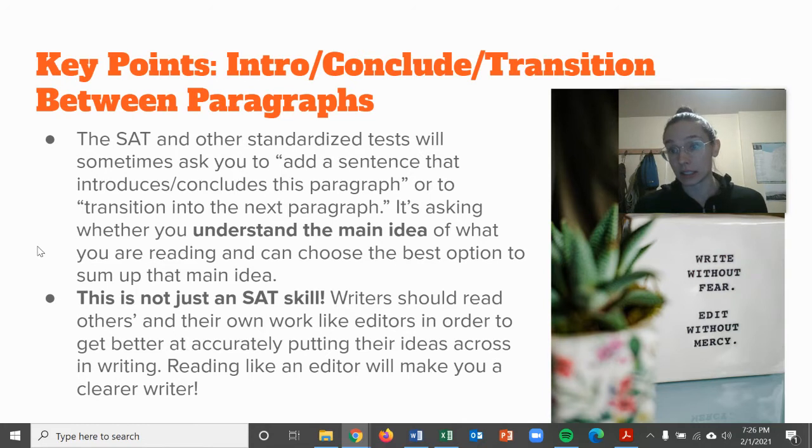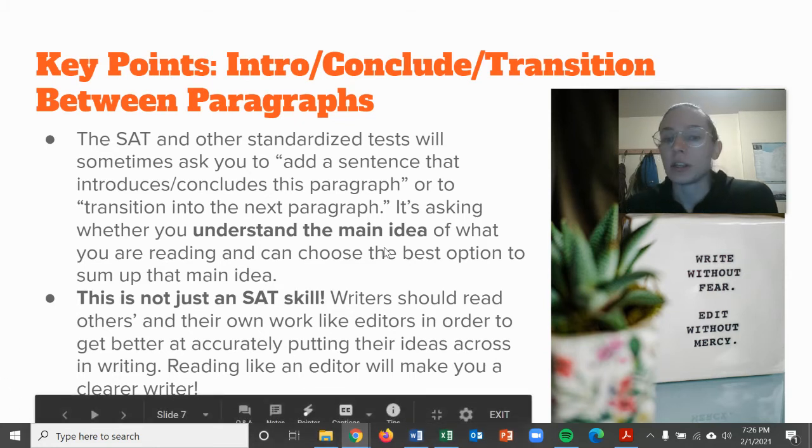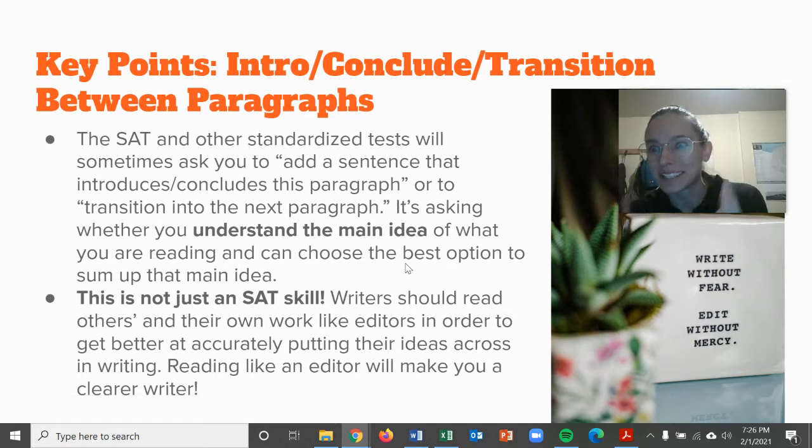And we're going to practice this in your writing as well. We're just going to start with these kind of multiple choice SAT questions, starting simpler. But yeah, reading like an editor will make you a clearer writer. So it is not just a standardized test skill. I promise this matters.